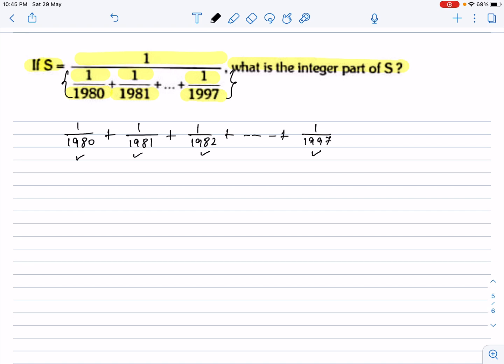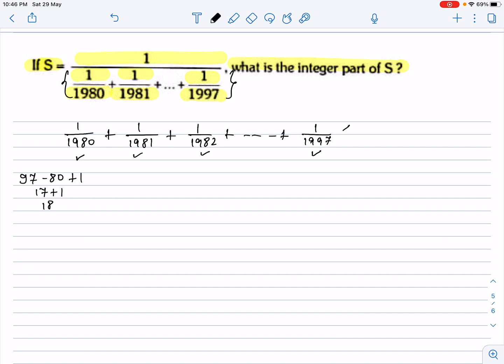Whenever we have such type of numbers continuously, and we have to count how many things are written over here, final minus initial plus 1 should be done by you. 97 minus 80 plus 1. That means 17 plus 1, that is 18 things are written over here. Means 18 fractions are written over here.